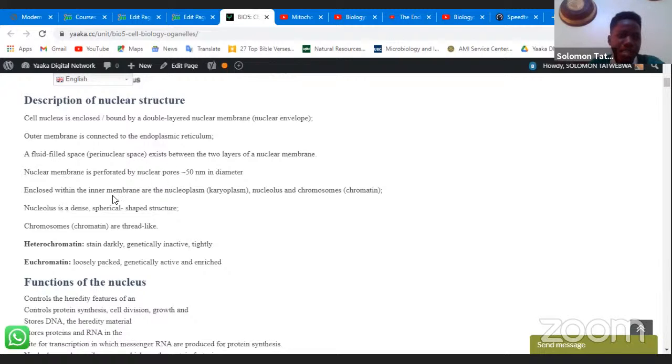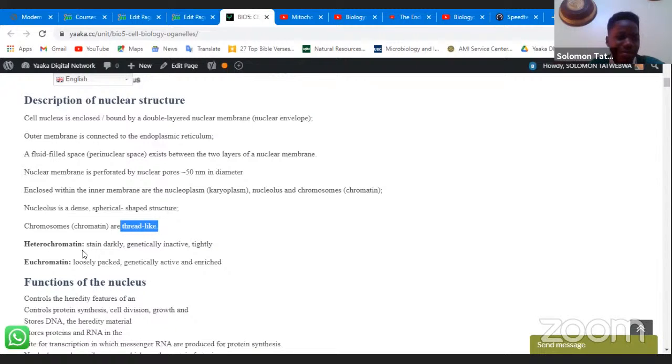Enclosed within the inner membrane are the nucleoplasm, nucleolus, and chromosomes or chromatin. We have talked about chromatin as where we find our DNA. The other word for them is the chromosomes. The nucleolus is a dense, spherical-shaped structure inside the nucleus. And then we have the chromosomes, which is the chromatin. They are thread-like structures in the nucleus.